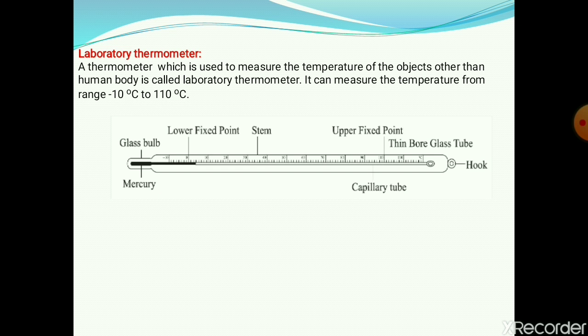Next is the laboratory thermometer. A thermometer which is used to measure the temperature of objects other than the human body is called a laboratory thermometer. It can measure the temperature from the range minus 110 degrees Celsius to 110 degrees Celsius. Range means the minimum temperature to the maximum temperature mentioned in the graduation of the thermometer.